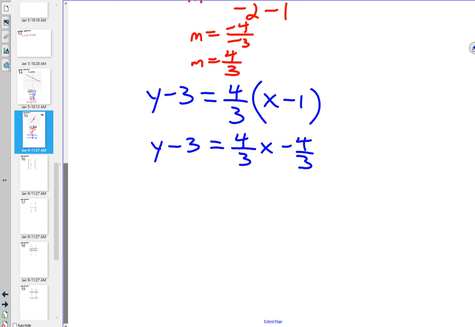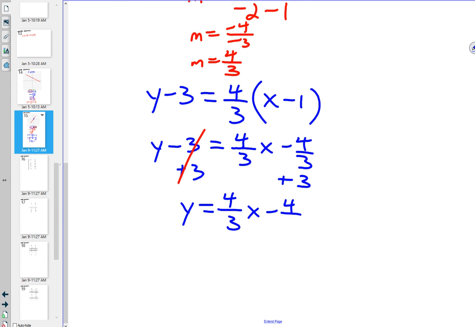Kira, what's the last step to get y by itself? Very good. But because the negative 4/3 is a fraction, I'm going to want to write the 3 as a fraction. What's the least common denominator?